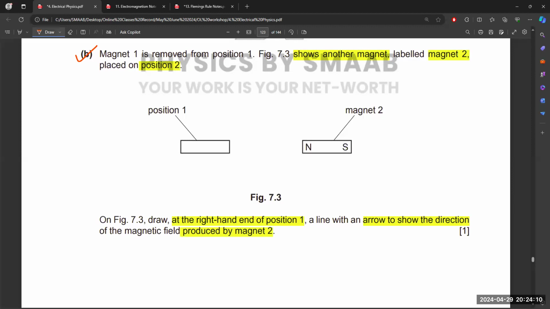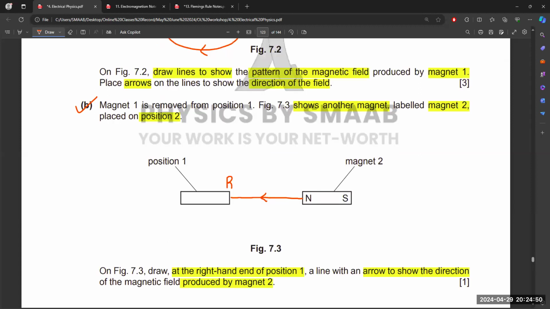So basically, now you have to draw at the right hand end of position 1. They are talking about this right hand side of position 1, and a line with an arrow to show the direction of the magnetic field produced by magnet 2. This is only for 1 mark. So you don't need to represent the whole diagram, just like we did in the first part. From the North Pole, it will be moving from north to south. So definitely from north to position 1, there is a straight line pointing towards the left.